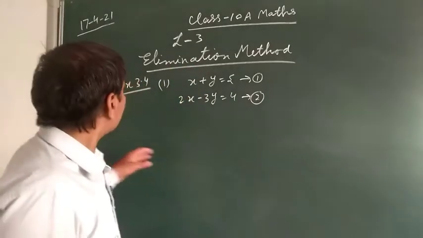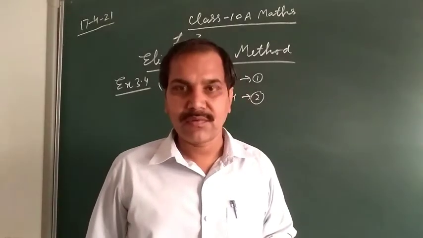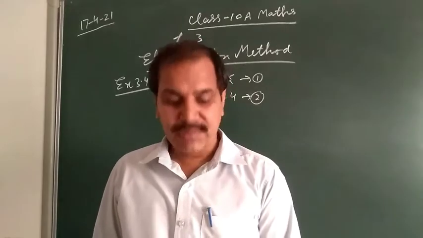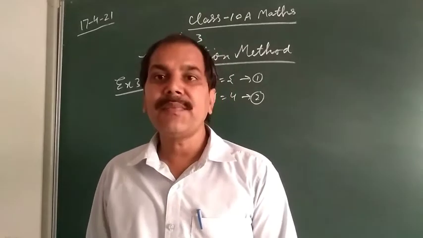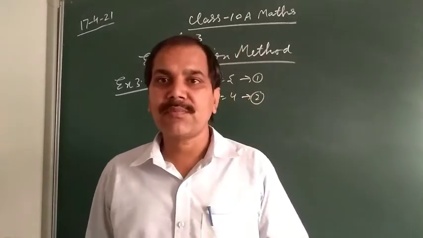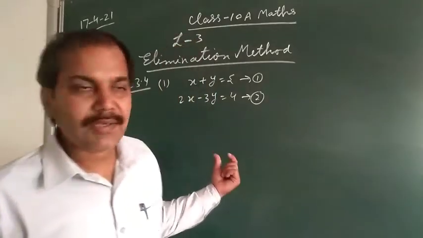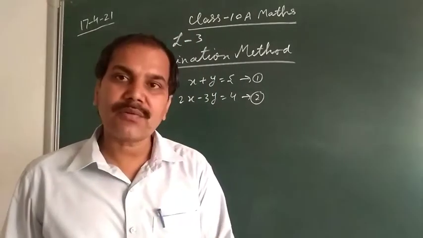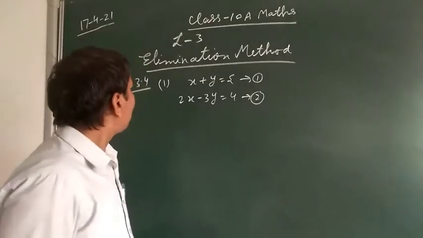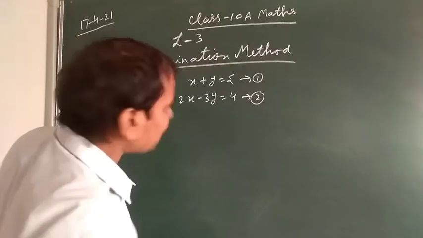So Exercise 3.4, question number 1. Here it says: solve the following pair of linear equations by the elimination method and the substitution method. The substitution method I already told you, and the elimination method I will tell today. So each and every question you have to do by both methods. So by one question, question number 1, the first part.